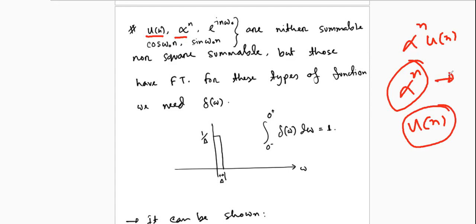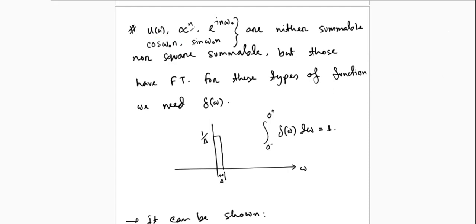Alpha to the power n is definitely infinite in both the negative and the positive direction, because what is the value of n? It is from minus infinity to plus infinity. e to the power j n omega 0, cos omega 0 n, sine omega 0 n. They are neither summable nor square summable, but those have the Fourier transform.